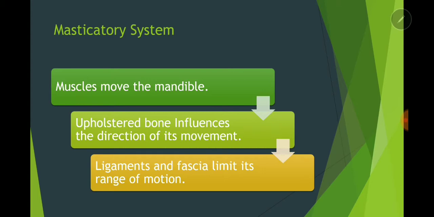All right. So the masticatory system consists of the muscles that move the mandible, and it also includes the bones, which influence the direction of movement, and you have ligaments and fascia, which limit range of motion. This is the masticatory system.